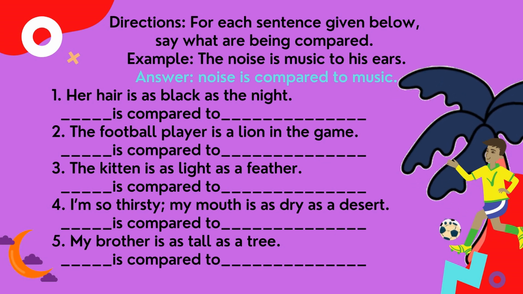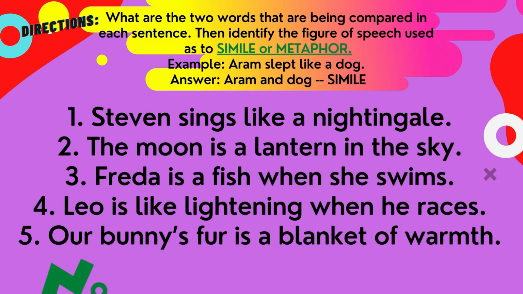Okay, it's your turn to practice. The direction is, what are the two words that are being compared in each sentence? Then identify the figure of speech used as to simile or metaphor. Example, Aram slept like a dog. Aram and dog, simile because it used the word like. Number one, Stephen sings like a nightingale. Yes, Stephen is compared to nightingale and it used the comparison word like. Therefore, number one is simile.